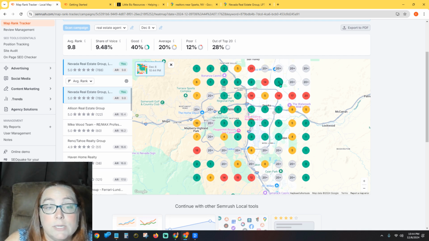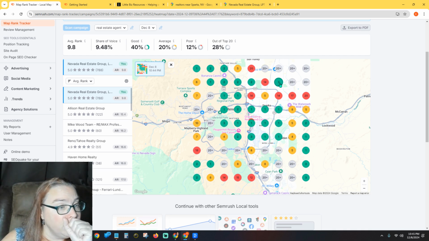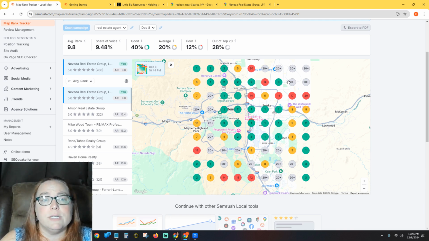It's funny. It says three here, but it showed me as one when I searched, but I said near Sparks. So that particular keyword was a one for whatever area here. And then it's 20 plus here. It goes from 3 to 20 plus: 14, 17, 20, and then 20 plus. So they're not focusing on these areas for whatever reason.